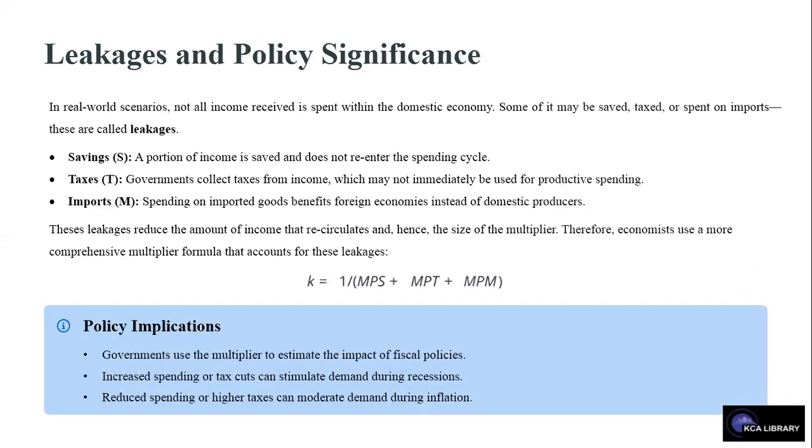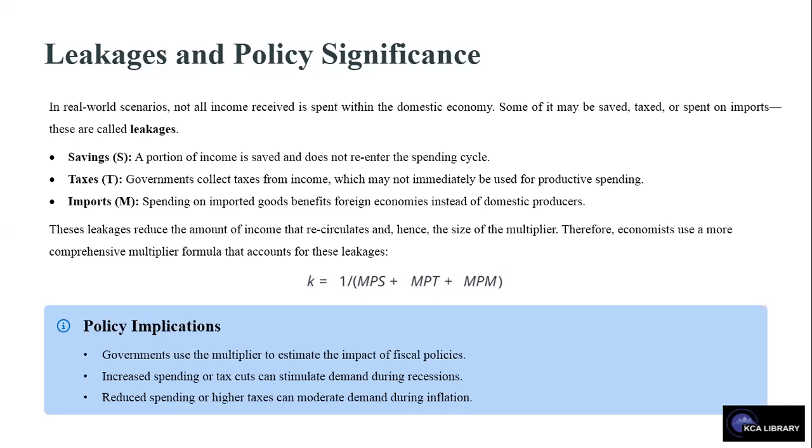Another key concept is the leakage and policy significances. In a real world scenario, not all income received is spent within the domestic economy. Some of it may be saved, taxed, or spent on imports. These are called leakages. So when some of the income is being saved, being taxed, or spent on imports, this is known as leakages.